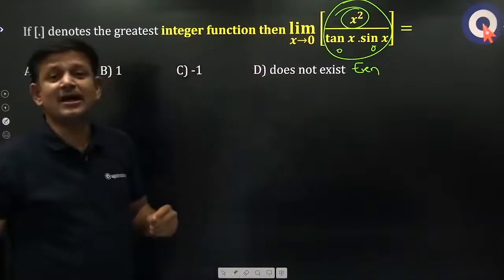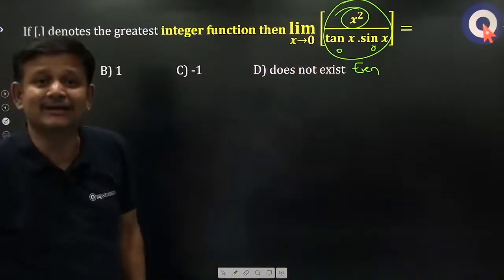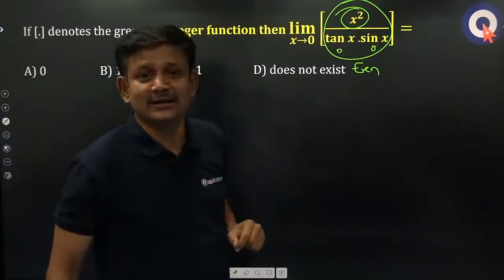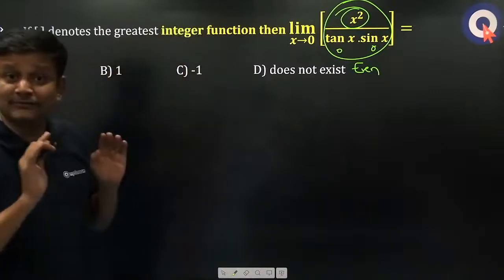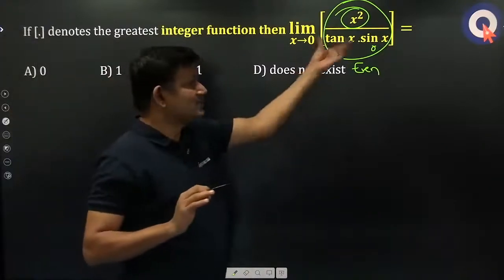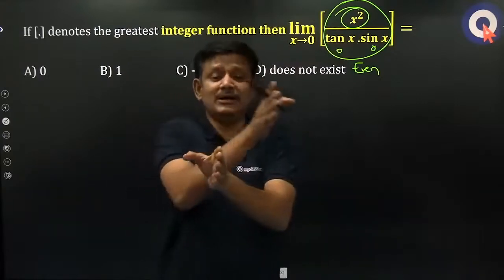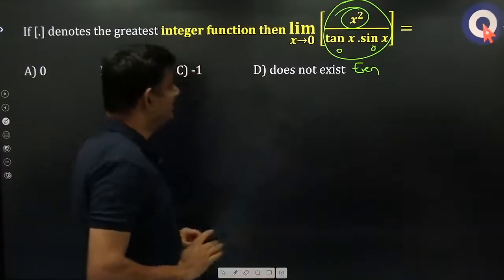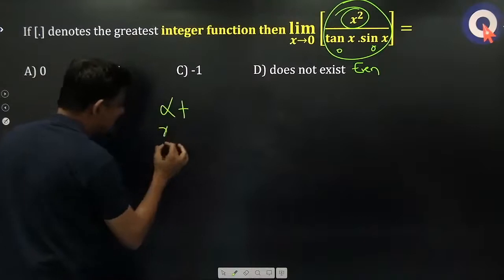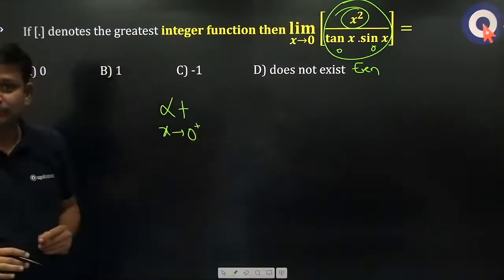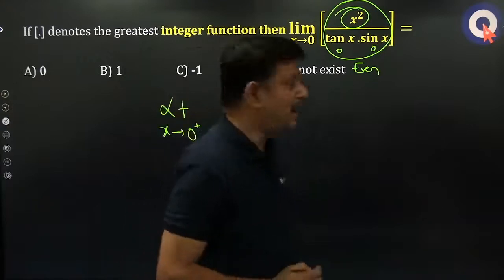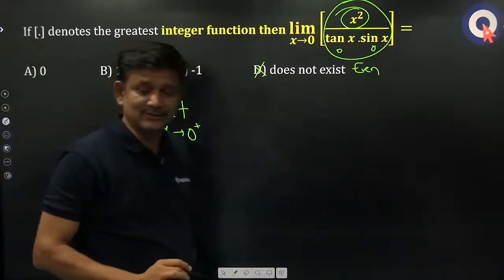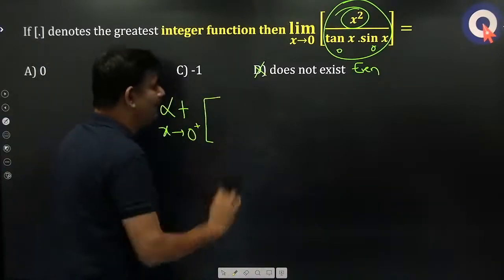So here I need not evaluate RHL and LHL separately, a waste of time. Whatever be your RHL, the right hand limit, the same thing will be your LHL. They will not be different because this is an even function. There is a beautiful symmetry about your y-axis, whatever is happening to the right is happening to the left. So limit x tending to 0 plus, if at all you evaluate this, it is as good as evaluating the other side. So our option of does not exist does not arise here. The answer is either 0 or 1. So this is the beauty of understanding.